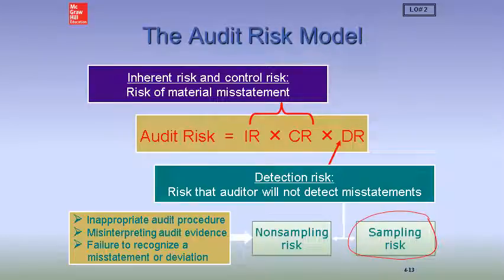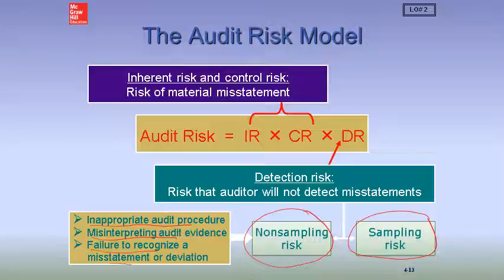Now there are also factors not related to sampling here, and we can see some of those. Inappropriate audit procedures, misinterpreting the audit evidence, failure to recognize the misstatement. In other words, we're human and we could make a mistake. Those are considered non-sampling risk.